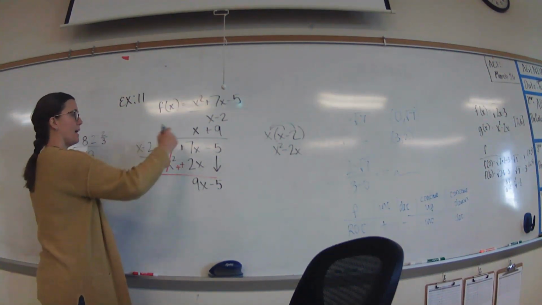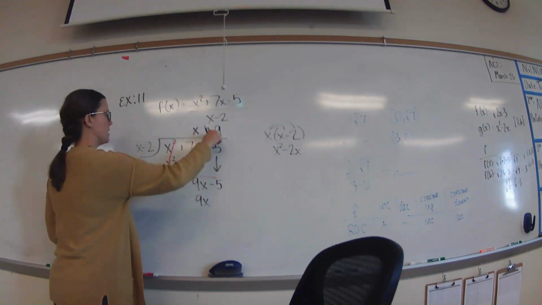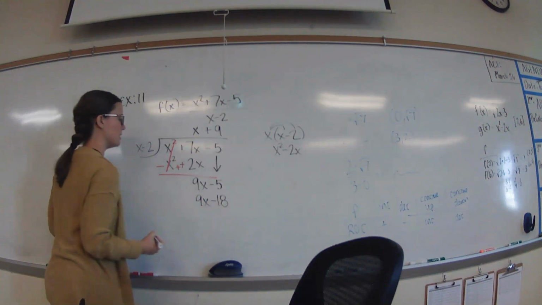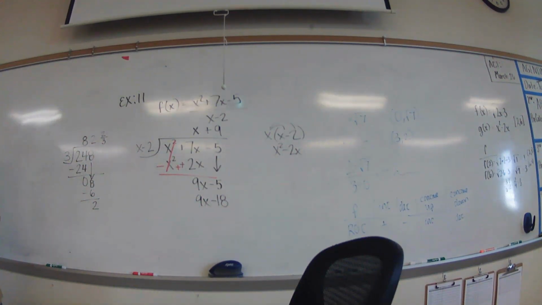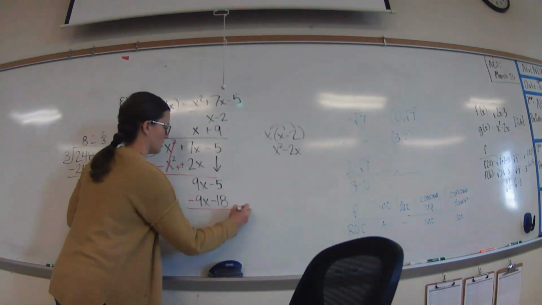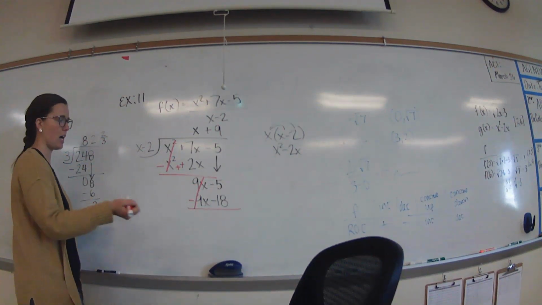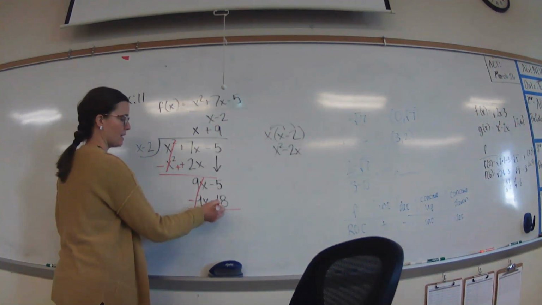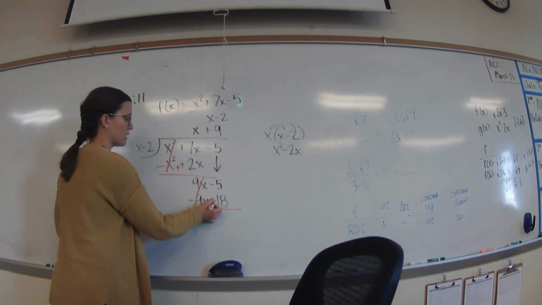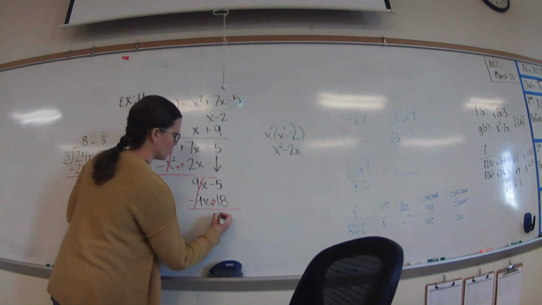And so I multiply, again, 9 times x is 9x. 9 times negative 2 is negative 18 right there. And then I am going to subtract. These will cancel, which is what should happen every time. I'm subtracting a negative 18 right here, which is really like I'm adding 18. So I'm going to get 13.